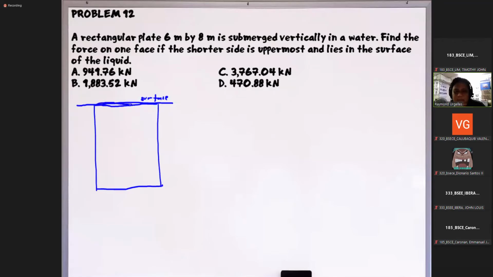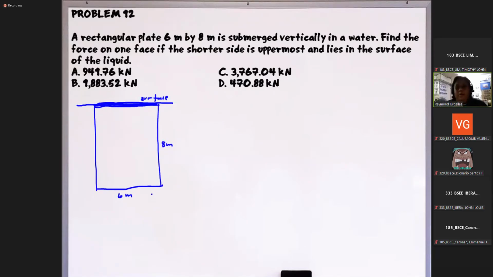Nasa pinakataas. Diba? So yung ating shorter side, that's 6 meters, and lies in the surface of the liquid. So kaya nandito siya sa surface ng fluid natin. So meaning this is 6 meters. Okay, then this is 8 meters.